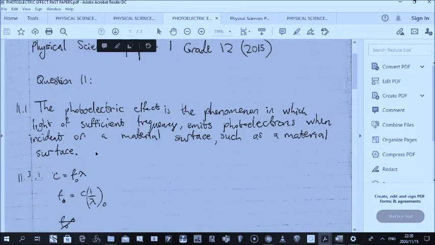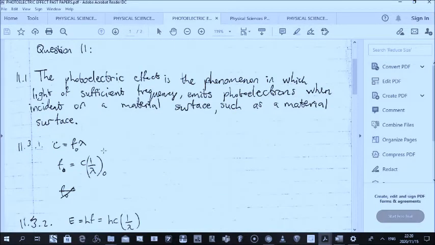This was a definition of the photoelectric effect. So here we want to find, this is where we are now, we want to find the threshold frequency. So we can use this expression here, c equals f times lambda. f0 is the threshold frequency, the lowest frequency that can emit electrons.